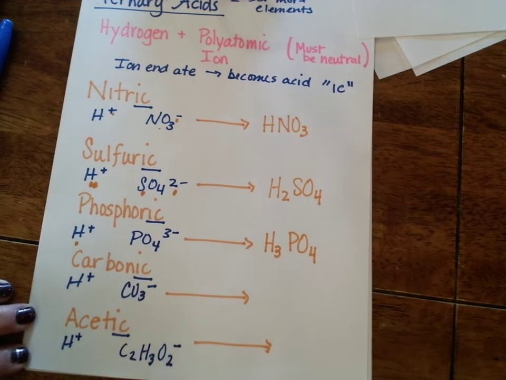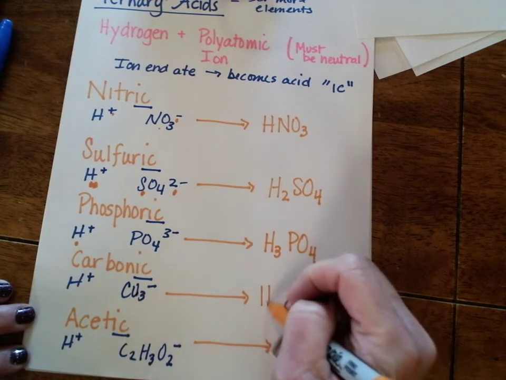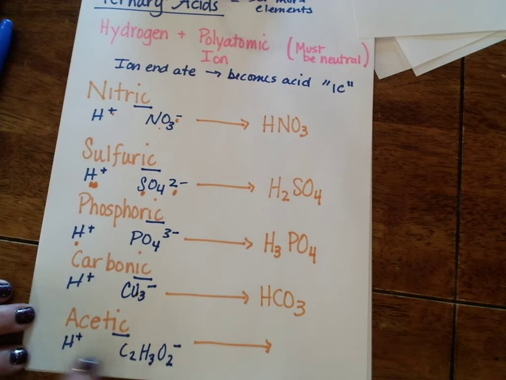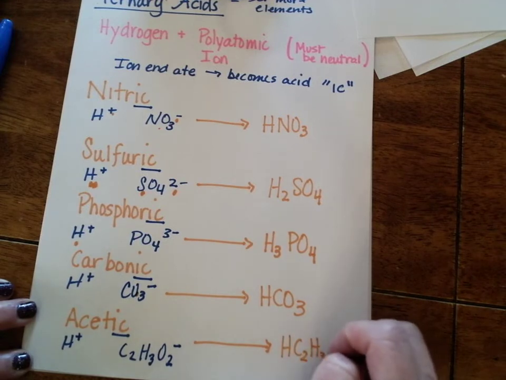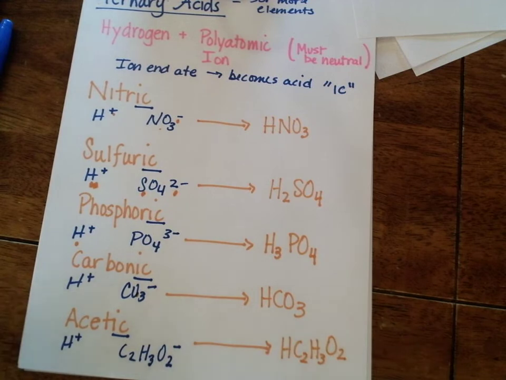H3PO4. Carbonic, these are the easy ones. A 1+ to a 1-, I don't have to do anything. I just carry it over. HCO3. And lastly, acetic acid. Acetic acid is basically what vinegar is that you buy at the grocery store. Just watered down acetic acid, like really watered down acetic acid. Pure acetic acid will burn the hair right out of your nose. Anyhow, I've got a 1+ to a 1-, HC2H3O2. Those are the only binary and ternary acids that I'm going to hold you responsible for.